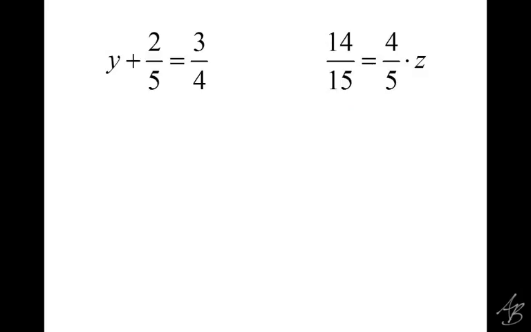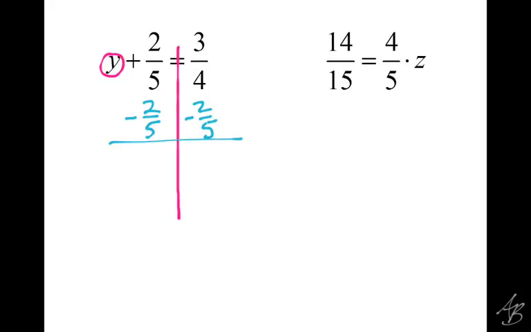So in the next one, we want to get y by itself. And don't forget to draw your line of equality. What are we going to do to get y by itself? Subtract 2/5. So we want to get the y by itself. We need to get rid of the 2/5 over here with it. So we subtract 2/5. And we subtract 2/5.